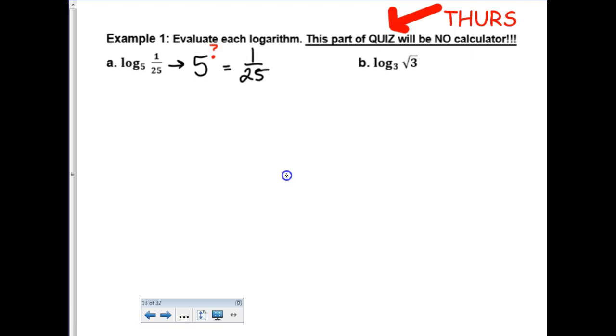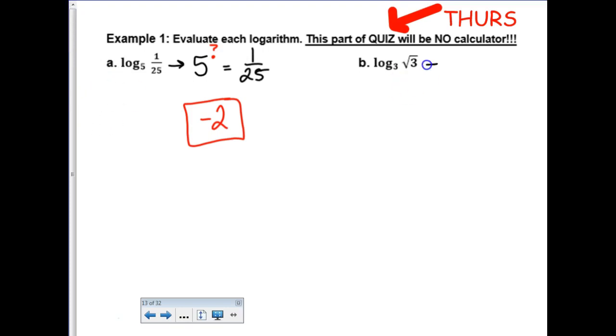So then you think: how do you take a 5 and change it to a fraction? It's going to have to be negative. So that'll take it to a fraction. Now how do you take a 5 and change it to a 25? You make it a negative 2. So that'll take a 5 and throw it to the denominator, and it'll also square it. So that'll make it a 1 over 25.